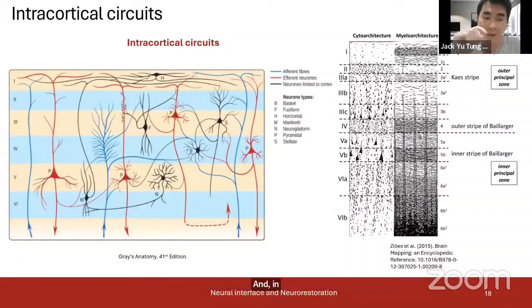So you can see on the myeloarchitectural stains on the right image here that in layer 1, there are prominent horizontal striation patterns like the Cajal-Retzius stripes, for example. So these intracortical circuits serve an important role in the sampling and integration of varied information across different cortical areas.